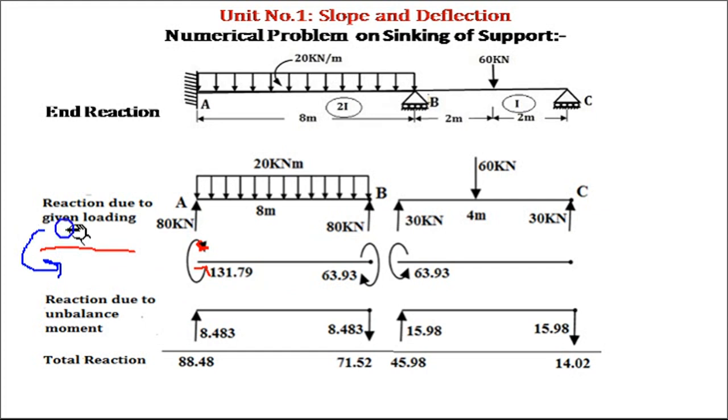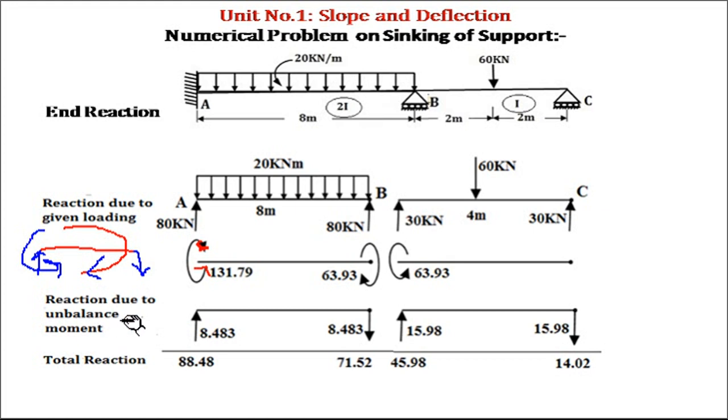Okay, now this unbalanced moment will rotate the structure in anti-clockwise direction. To balance this, the support reaction should be in clockwise direction. Okay, so here at B it will be downward and at A it will be upward. If you are not getting where the unbalanced moment is acting, at that point you have to show the reaction in upward direction, and at the remaining end you show in downward direction.